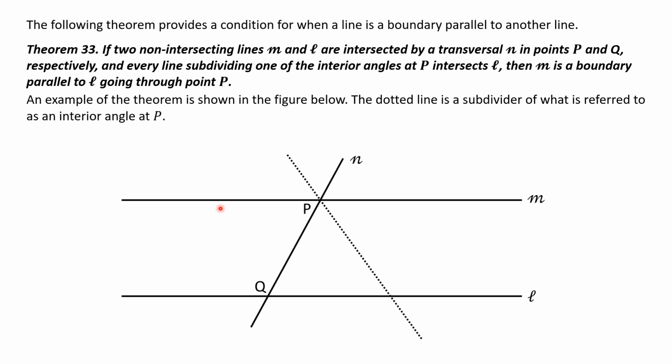So we have an example here of what's being stated. We have lines M and L and this transversal N that intersects the two lines at P and Q. And the theorem says if every line subdividing one of the interior angles, so say here, at P intersects L, then M is a boundary parallel to L going through the point P.